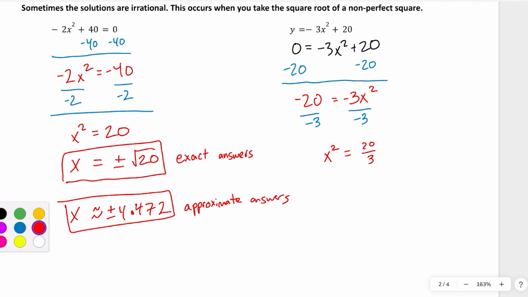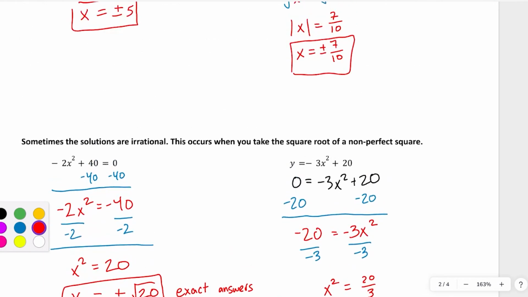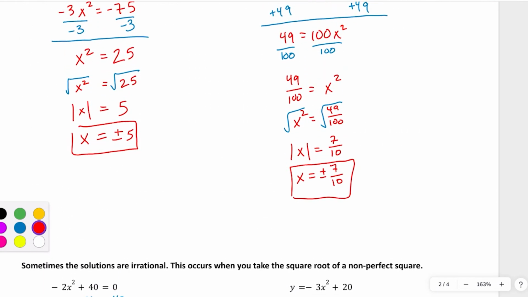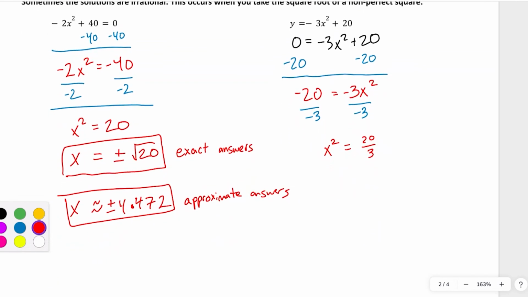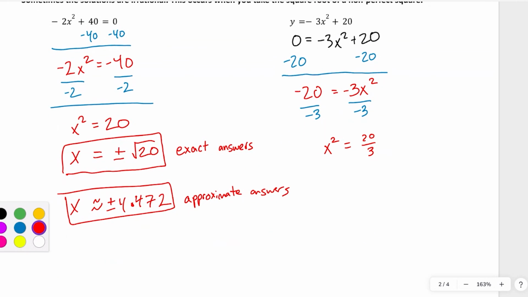Neither one of those are square roots. If you look back to the previous problem where we took the square root of 49 over 100, we were able to do that because both 49 and 100 are perfect squares, right? 7 squared is 49, 10 squared is 100. But here, 20 and 3, neither one of those are perfect squares. So my solutions are just going to be plus or minus the square root of 20 thirds. And you can just leave it like that. That's as precise as we can get. So this is the exact answer.